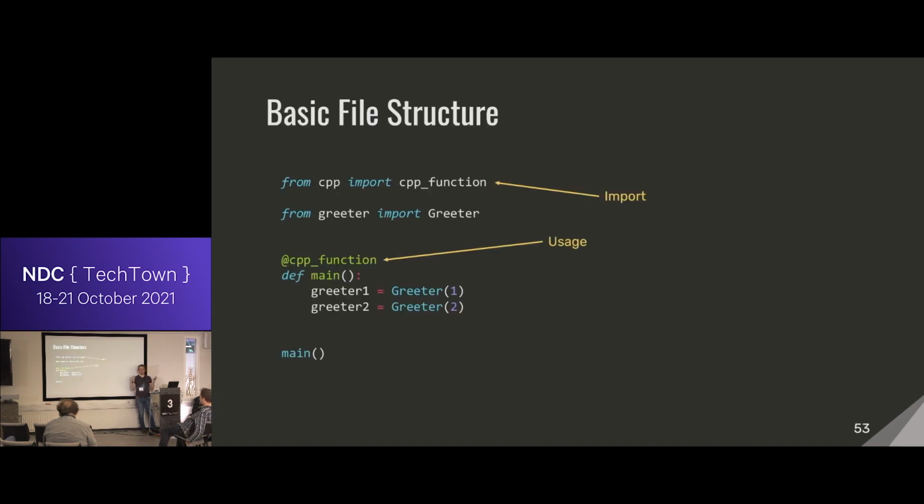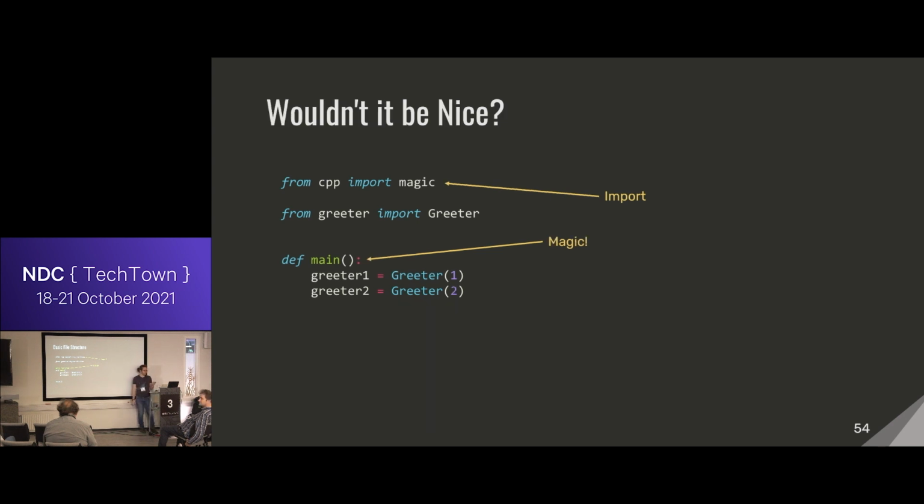So basically, what happens in a file if we want to use our new library with the CPP function in our own code. The first thing we do is from CPP, which is how we'll call our C++ library, we import the CPP function decorator. Then we import the greeter, then we create the main function and use the CPP function decorator. Fairly straightforward.